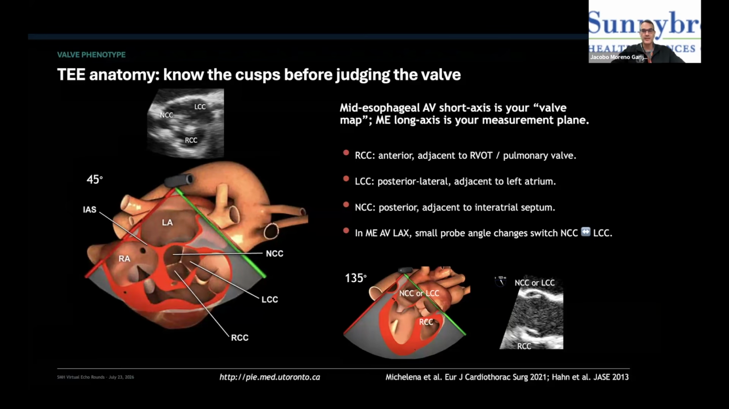When we go to the long axis view, we need to know exactly where we are cutting that valve. The recommendation from the guidelines is to go from the right coronary cusp up to the junction between the non-coronary cusp and the left coronary cusp.